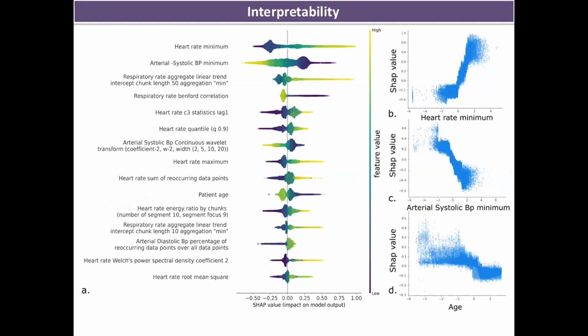Then we try to generalize our models, but before that, we looked at the interpretability of our model. These are SHAP values, a game-theoretic method to see the influence of each feature on the model's performance. The higher the SHAP value, the higher the influence. We observed that heart rate minimum and arterial systolic blood pressure minimum are the two key features with the highest influence. Then we have respiratory rate aggregate linear trend and respiratory rate Benford correlation. These are different time series features that we extracted and found to influence the prediction.